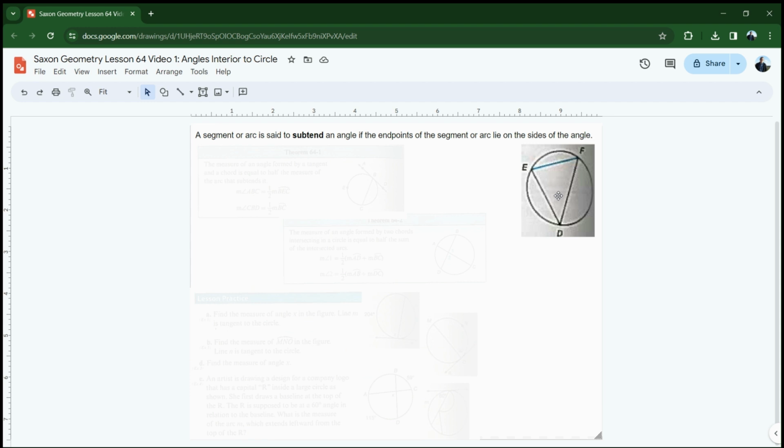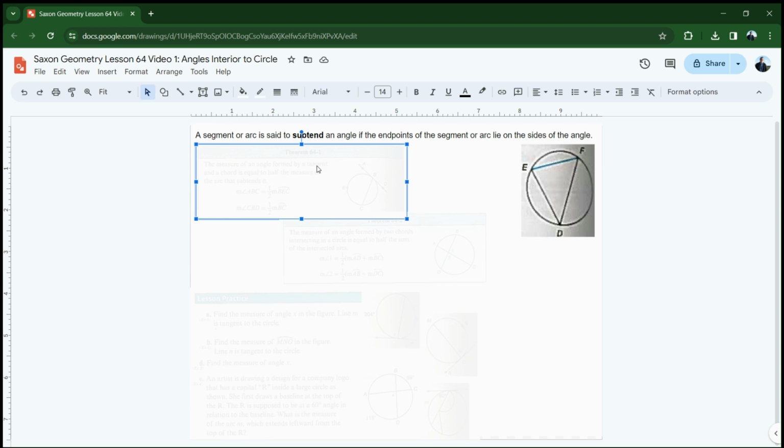Now, here's the thing about subtending an angle that you need to know. When we do have an arc that subtends an angle, it can do it on the same side because arcs are curved. So this arc can actually go out and then curve back and reach back to the side of the angle. Segments are unable to do that. So segments will always be on opposite legs of an angle, whereas an arc can subtend an angle on the same leg. And we're going to see that in the theorems coming up here.